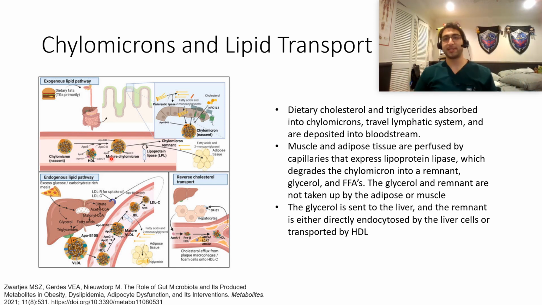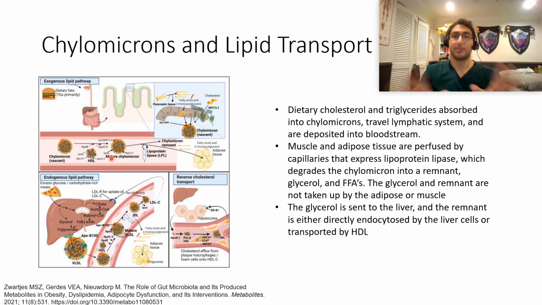So what does the muscle and the fat do? It takes those free fatty acids for energy. So muscle and adipose tissues, their capillaries express lipoprotein lipase, and that breaks down the chylomicron so that the muscles and the fats can harvest the free fatty acids. Now, what's left is the glycerol and this remnant. The remnant either joins HDL or it goes to the liver, and glycerol also goes to the liver.